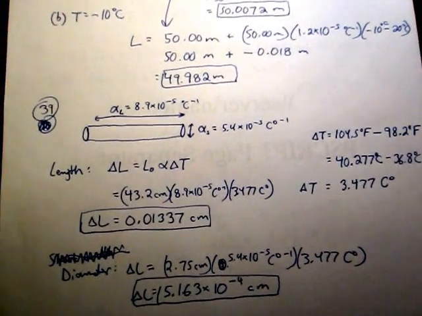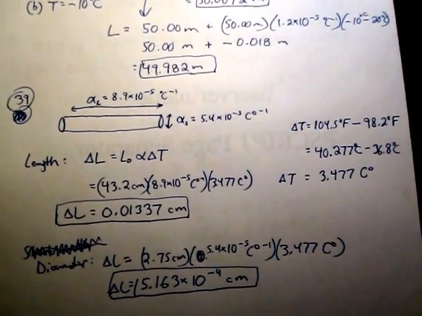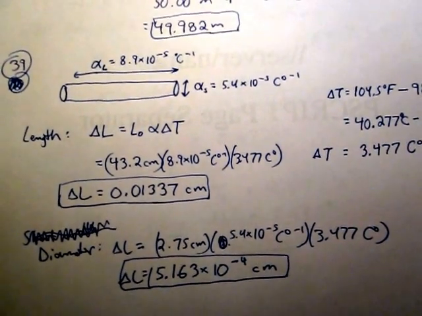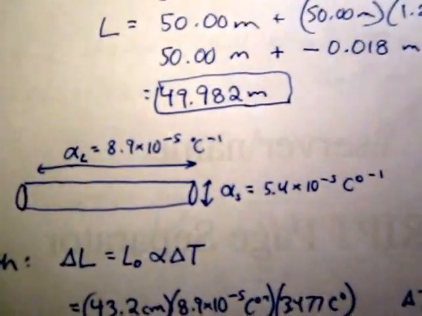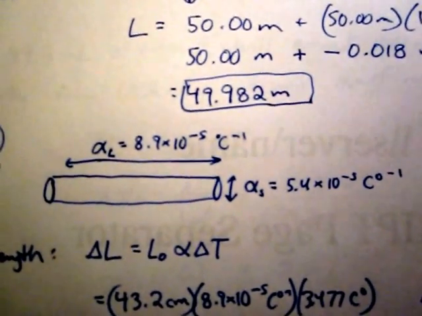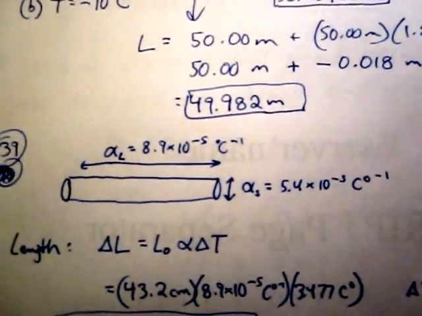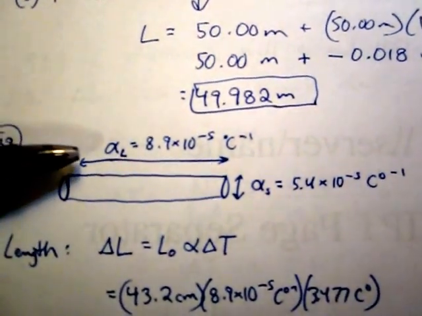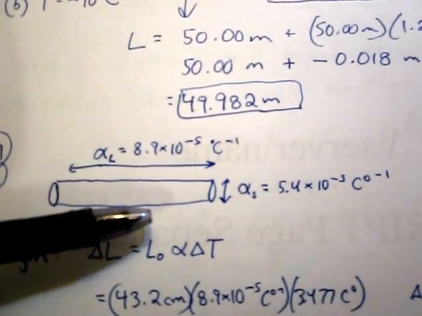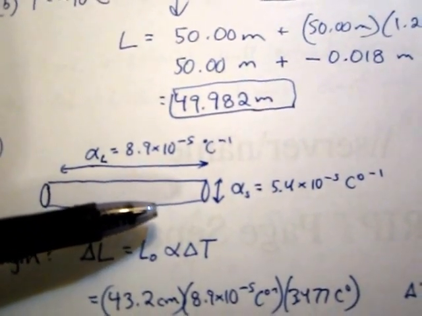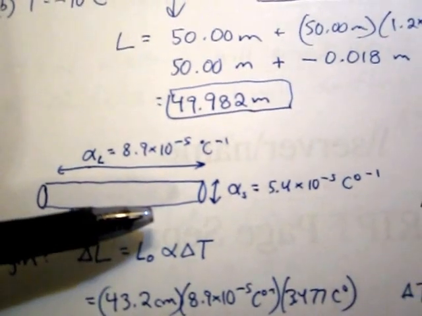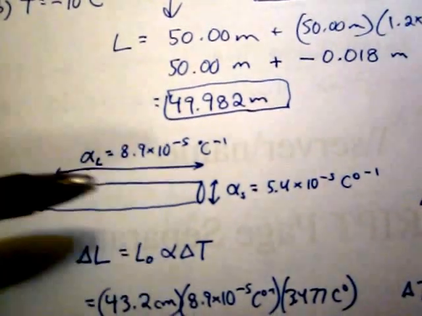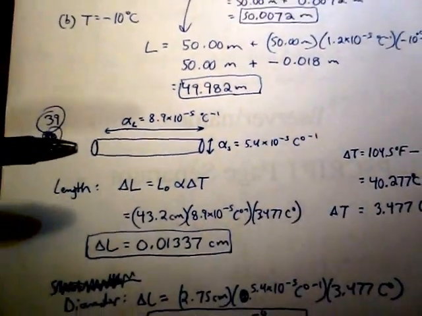Problem number 39 is an interesting case biologically where the length of the bone has a different coefficient of expansion than the width. So the long length has a coefficient of expansion, and I'll call that alpha L, of 8.9 times 10 to the negative 5 per degree Celsius. The short length, I'll call that alpha sub S for short, is only 5.4 times 10 to the negative 5. So this bone is going to increase along its length and its diameter at different rates.